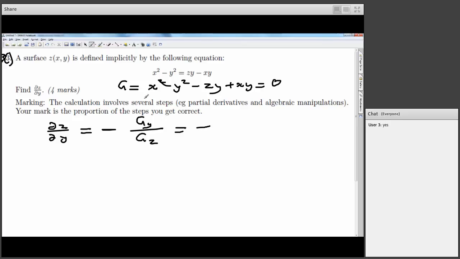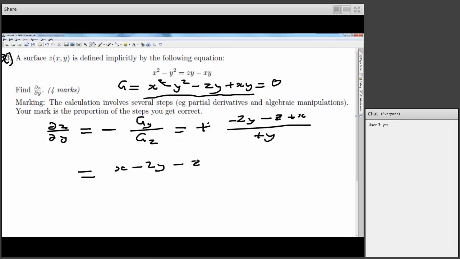So if you take the partial derivative of this with respect to y, x squared gives you nothing, minus y squared gives you minus 2y, yz gives you minus z, and plus xy gives you plus x. And the bottom, take the partial derivative with respect to z: nothing, minus y. And then get rid of this, make the minus signs match up, and that's the answer. So x minus 2y minus z over y is essentially that particular partial derivative.